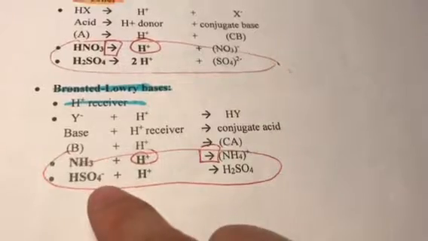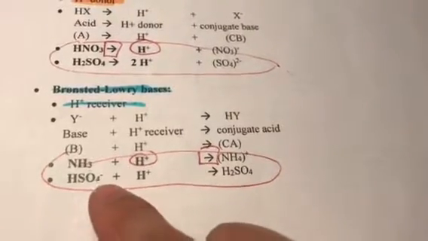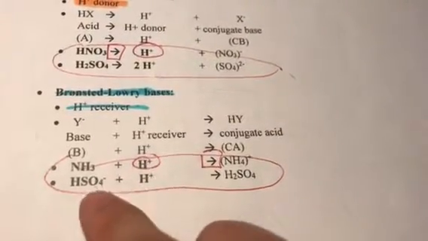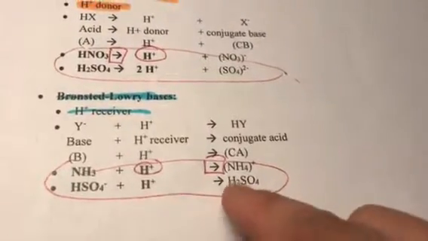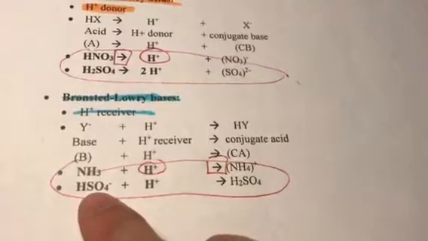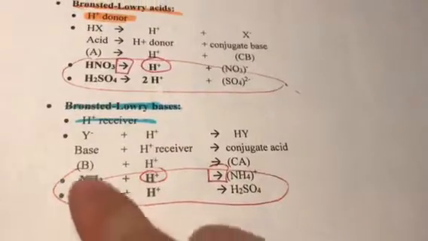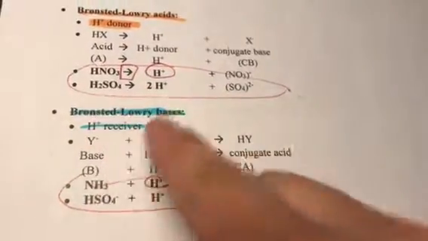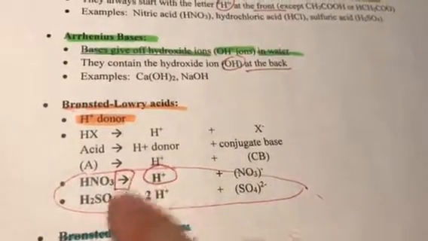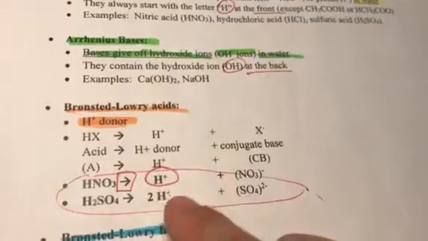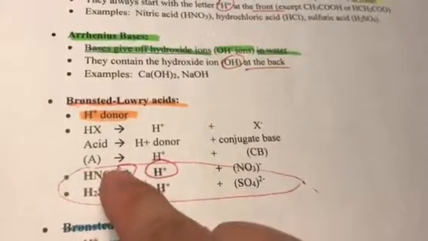Or HSO4 minus, okay? They receive an H plus to form H2SO4, sulfuric acid. So HSO4 minus itself and the NH3 are the Bronsted-Lowry bases. HNO3 or H2SO4, because they donate H plus, are both Bronsted-Lowry acids.